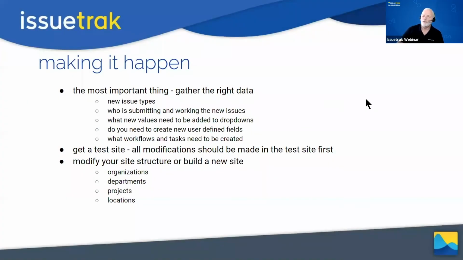So how can we make it happen? The most important thing is to gather the right data. Start laying it out. What new issue types need to be added? Who's going to be submitting and working with the new issues? Who's going to have ownership? What new values need to be added to drop downs? What new fields need to be added to custom screens? What custom screens need to be built? What issue types need to be done? Do you need to create new user-defined fields?